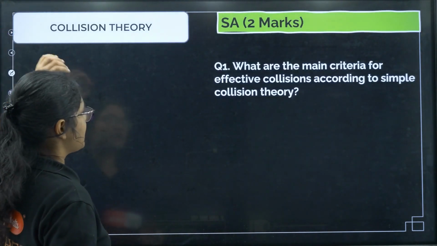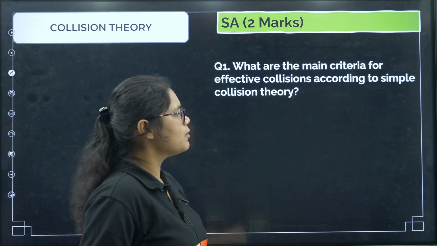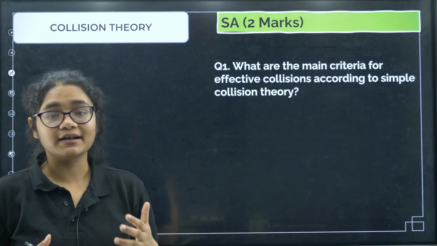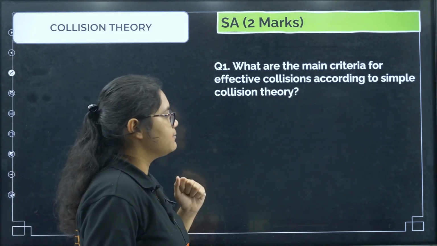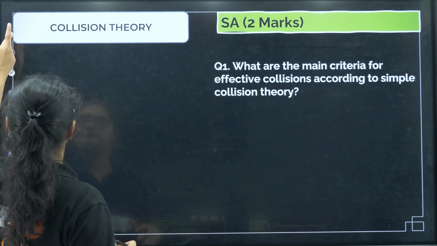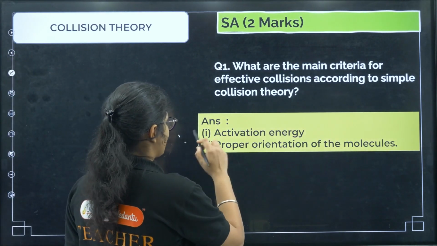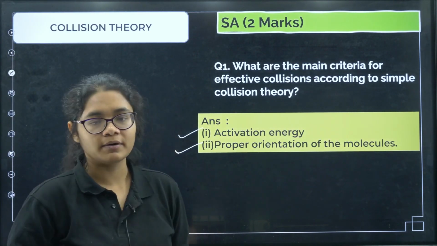Now moving to the next chapter, chemical kinetics. What are the main criteria of effective collision? This is a very important question. Many of the pre-board papers have this question. So the first one is your activation energy and the next one is your proper orientation.